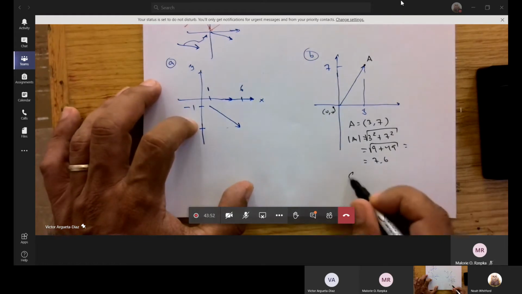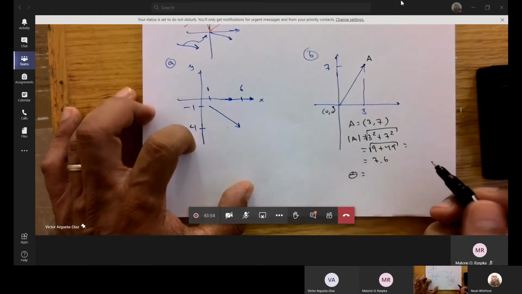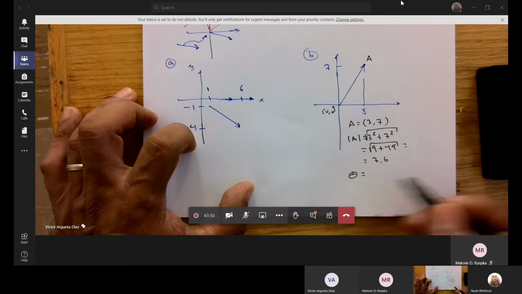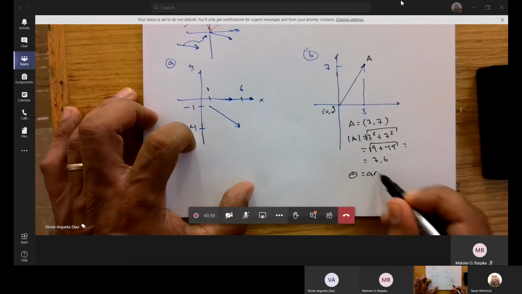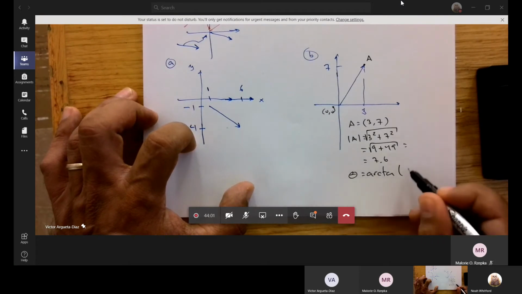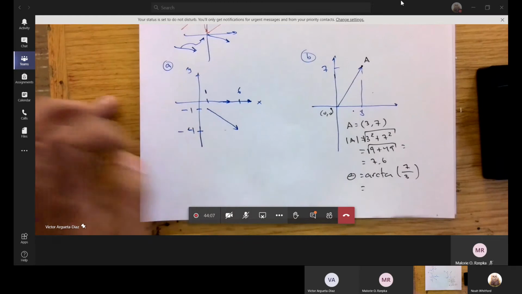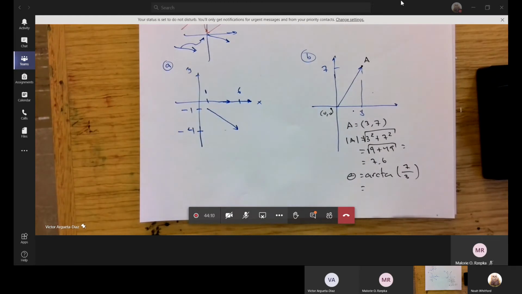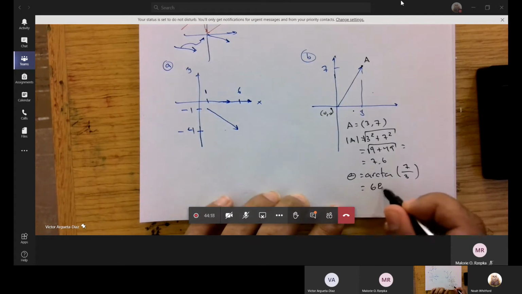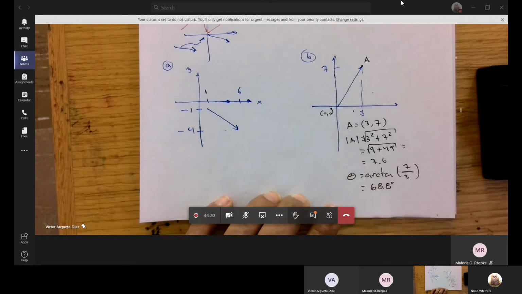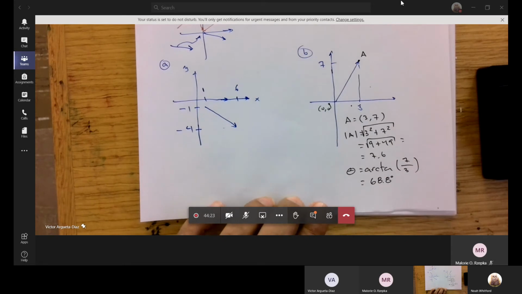And the direction, again, you can use any of the trigonometric functions. I'm gonna use tangent. So that will be the arctangent of 7/3, opposite over adjacent. So that will be 68.8 degrees. Okay.